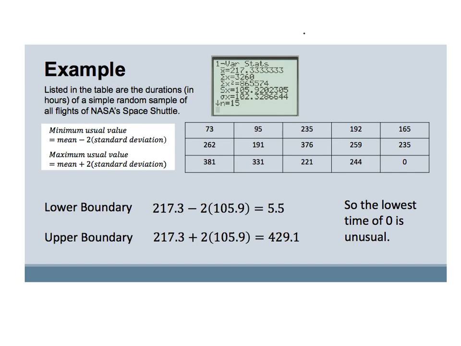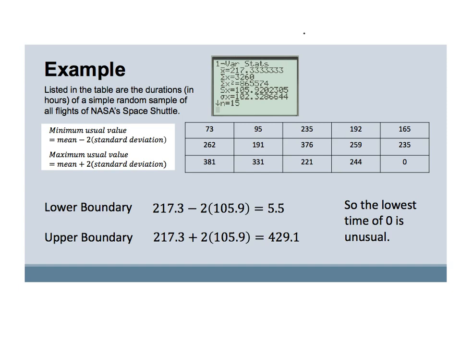Minimum usual is the lower boundary, so I take the mean, which was the 217.3, and subtract 2 times the standard deviation, 105.9, and I get 5.5. So 5.5 is 2 standard deviations below my mean. Take the upper boundary and add 2 standard deviations, and I get 429.1. So any flight time between 5.5 hours and 429.1 hours, I would consider usual.